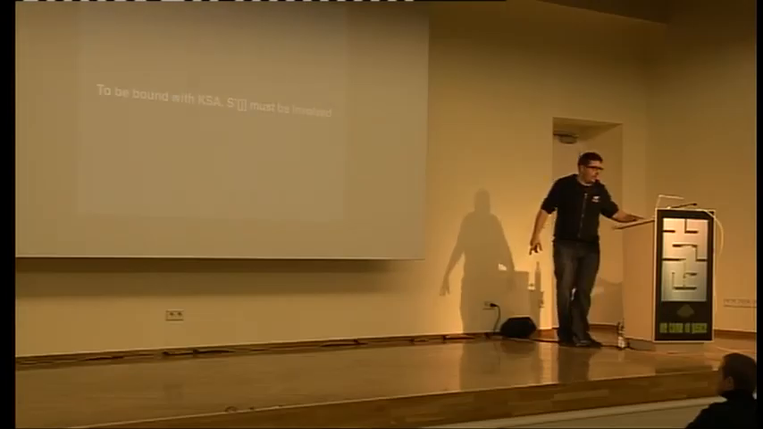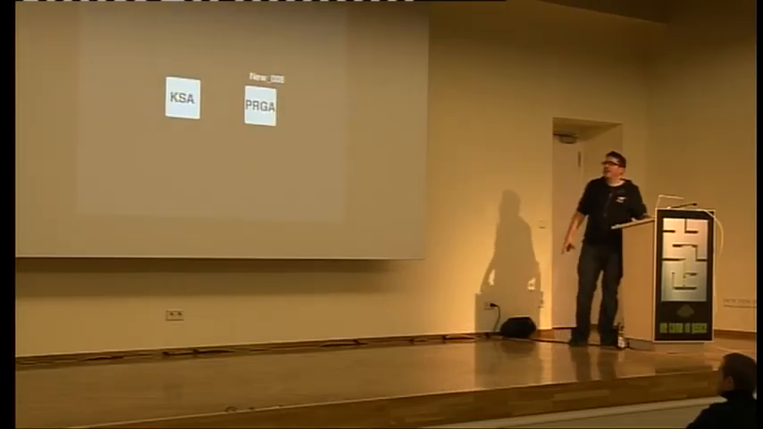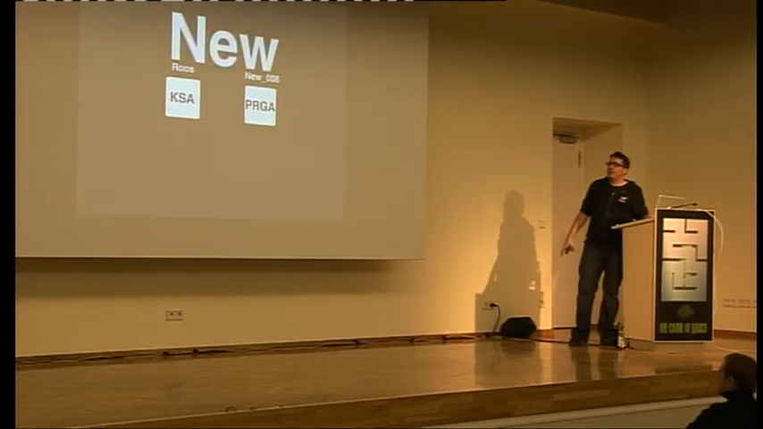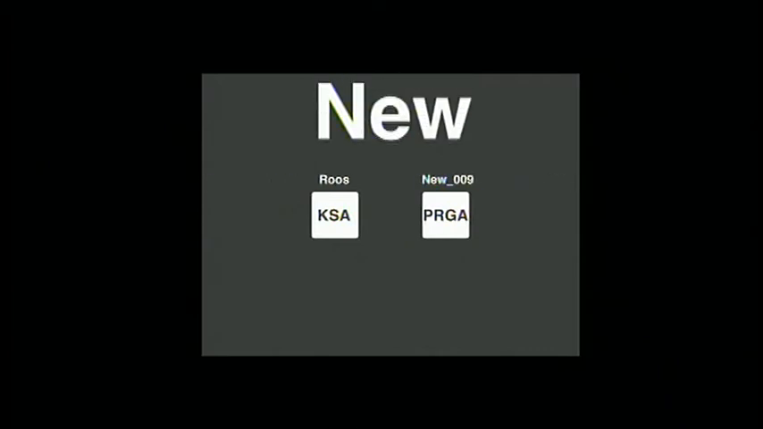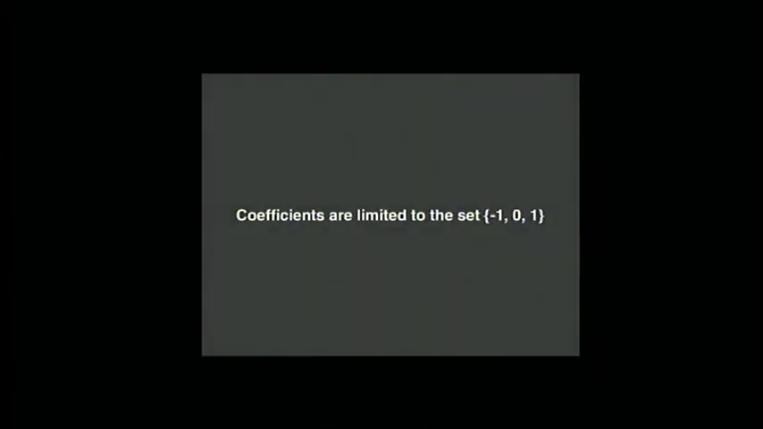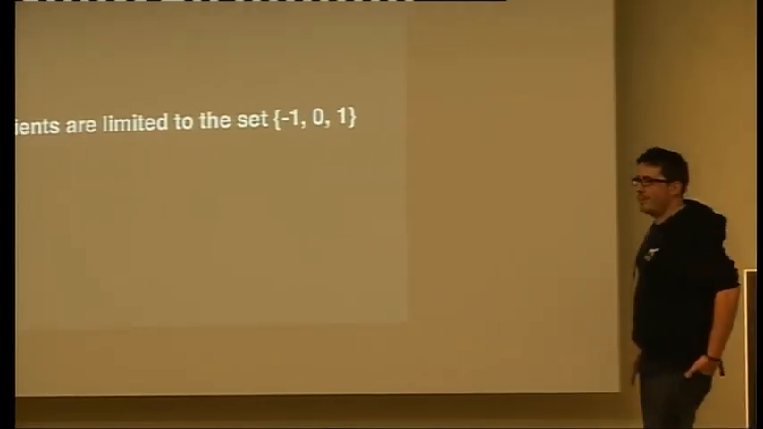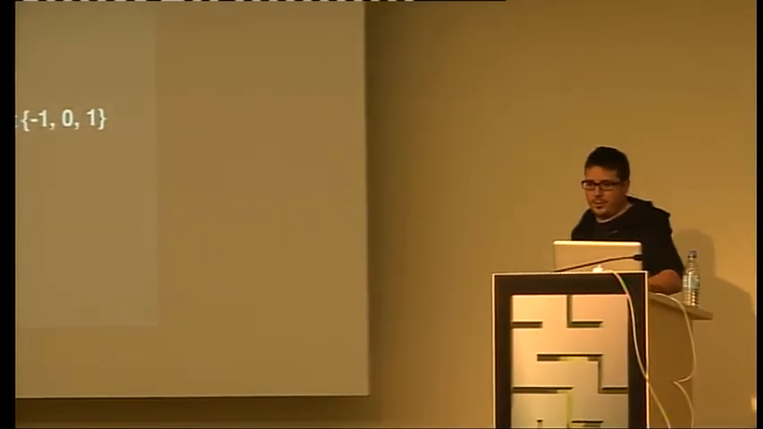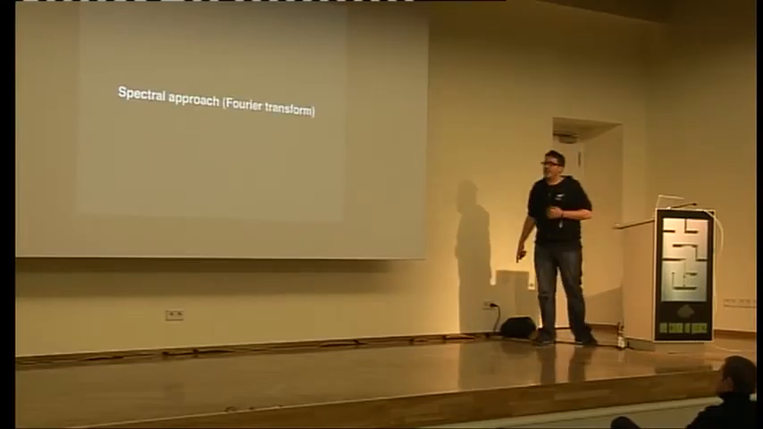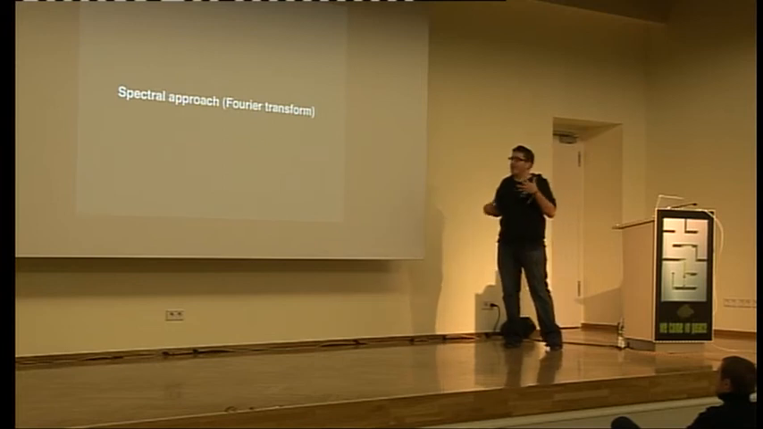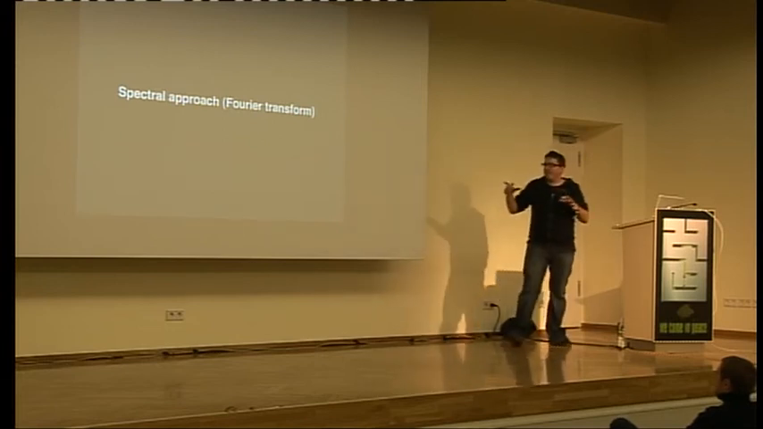Okay. So, for instance, there are two examples here. New 008 can be bound to the Roos correlation, so it's a new attack you can use. It's working. And new 009 with Roos again. And it gives you new attacks to improve the key recovery process. But now you spoke with a mathematician and he said, okay, it's quite lame to just use the coefficients. It's not professional. So he says some strange things about Fourier transform and spectral approach. So it's another method. It's quite simple, but I will not explain it here.